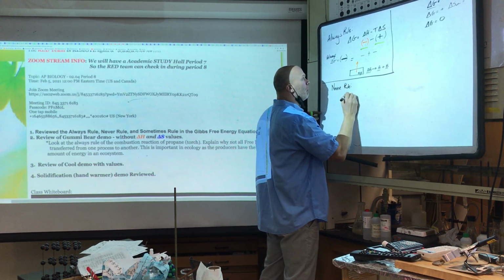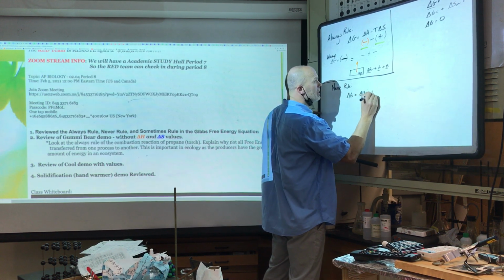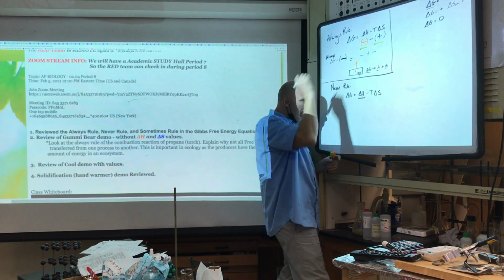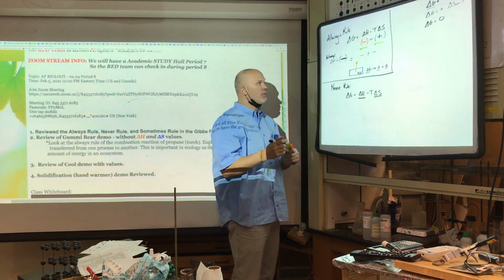Okay, same formula. Delta G equals delta H minus T delta S. It's a way of taking the system's change of heat and the system's entropy change and applying it to the entire universe.